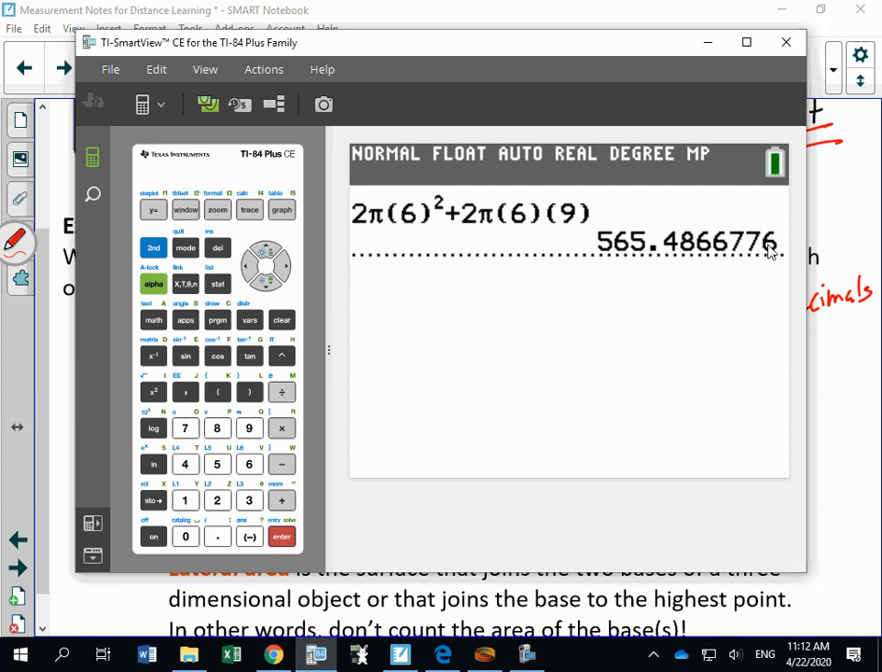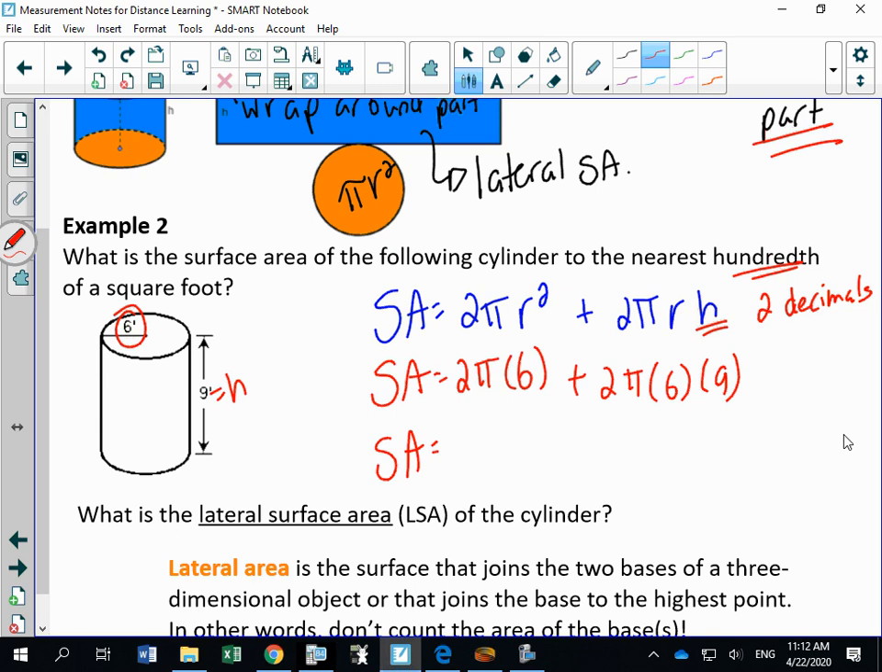There's my answer. They want it to the nearest hundredth, so that means I want it to 2 decimals. This rounded to 2 decimals would be 565.49. So the surface area of the cylinder is 565.49. At this step is where I would add your units.